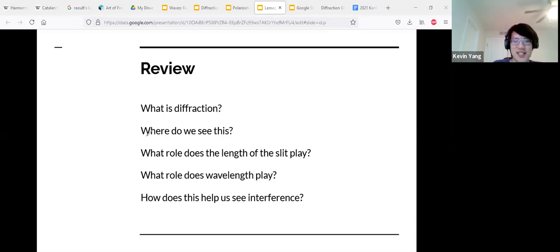Okay, so next question is, anybody know where we see diffraction? A lot of different examples that you can use here.